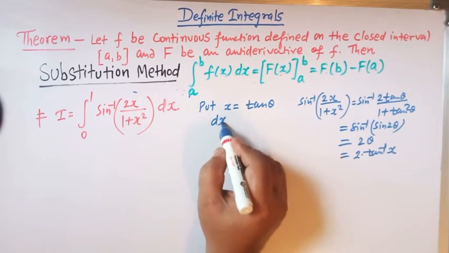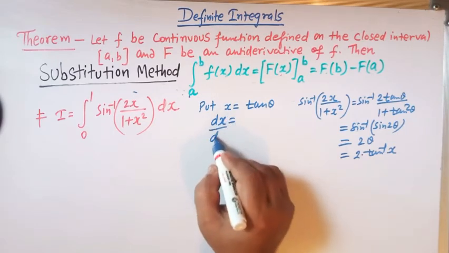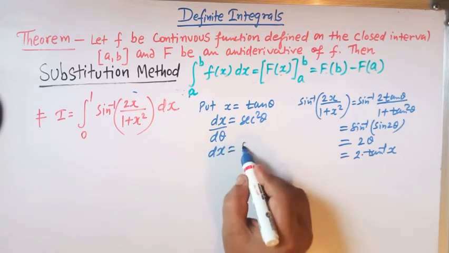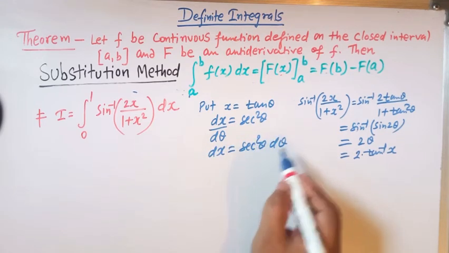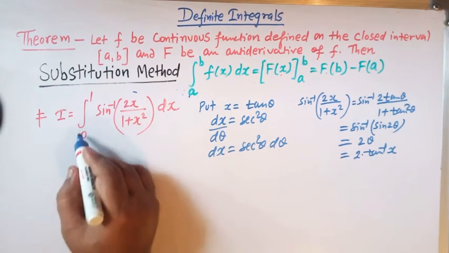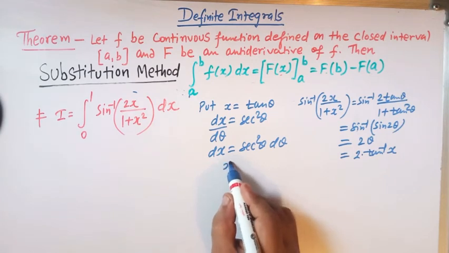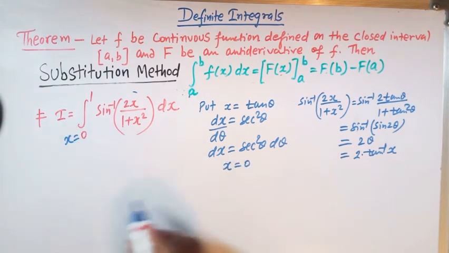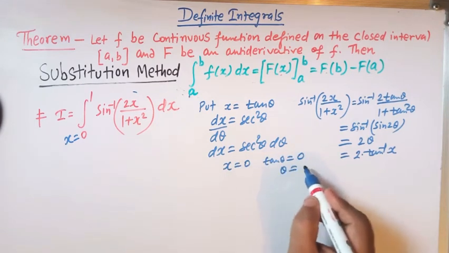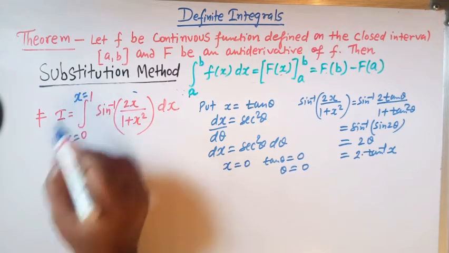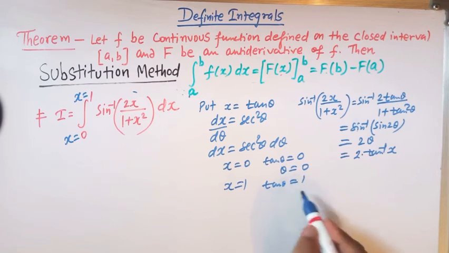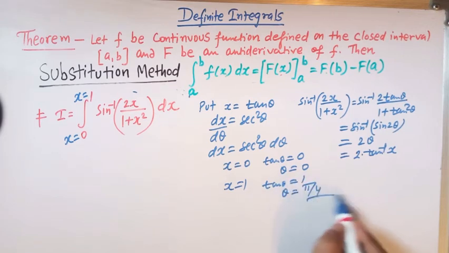we'll find dx, and dx over d theta is sec square theta, so dx is sec square theta d theta, right? And the limits of integration will change: when x is 0, tan theta is 0, so theta is 0, and when x is equal to 1, then tan theta is equal to 1, so theta is equal to pi by 4.